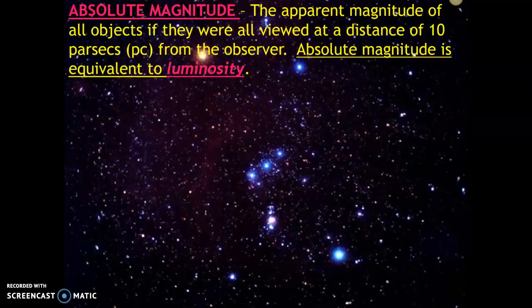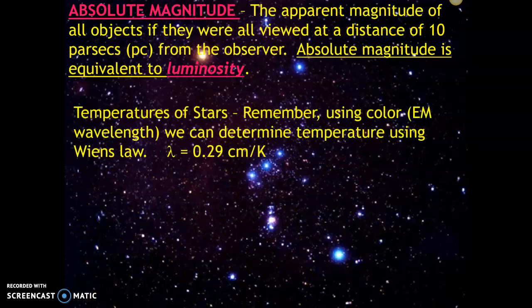So absolute magnitude is the apparent magnitude of all objects if they're all viewed at the same distance. So we'd say put them all at 10 parsecs away. That's absolute magnitude. It's equivalent to luminosity. Again, luminosity is like the wattage of a light bulb. How many lumens or how many watts bright is that light? So luminosity, absolute magnitude, the actual brightness. Apparent magnitude is how bright it appears to be from us, where we stand right here on Earth.